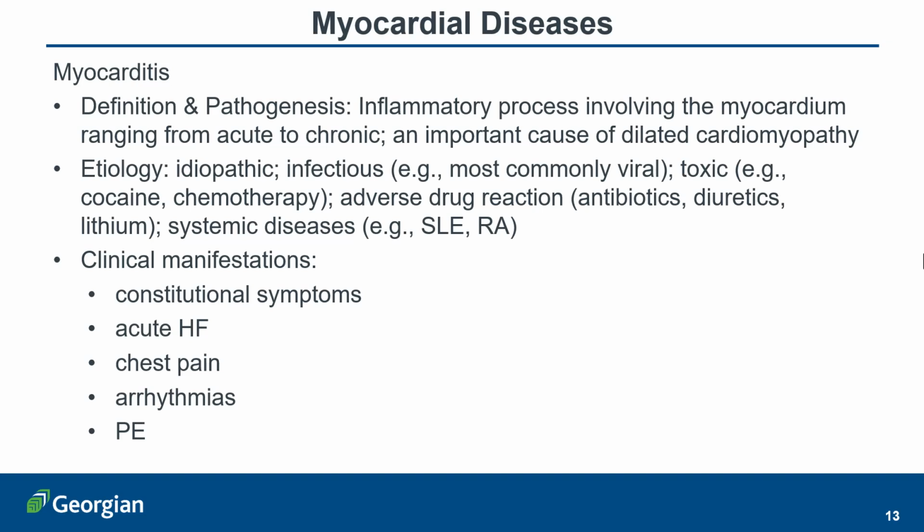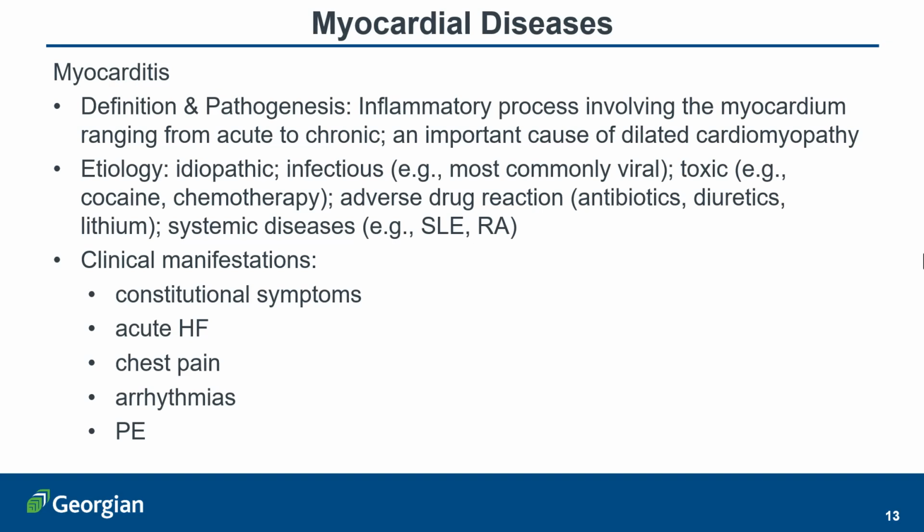So if you have a singular episode of myocarditis, it might not lead to other forms of cardiomyopathy, but multiple episodes of myocarditis can lead to dilated cardiomyopathy. The etiology of myocarditis could be idiopathic. Sometimes there's no identifiable cause. It could be infections, most commonly a viral infection.